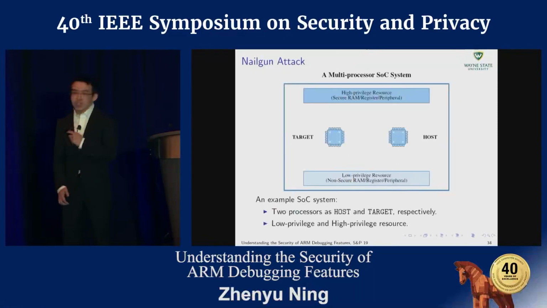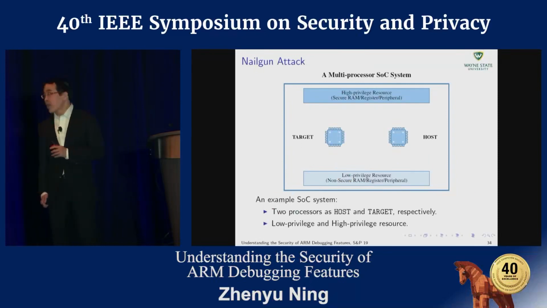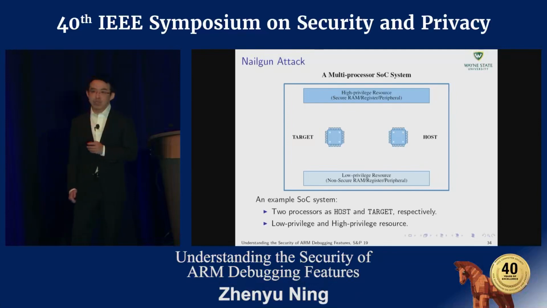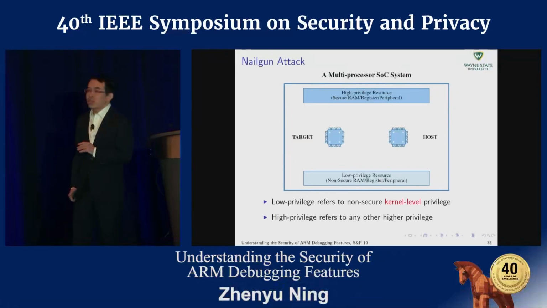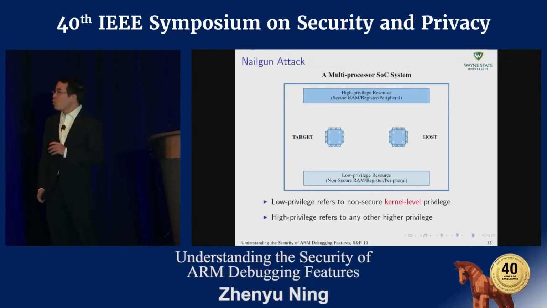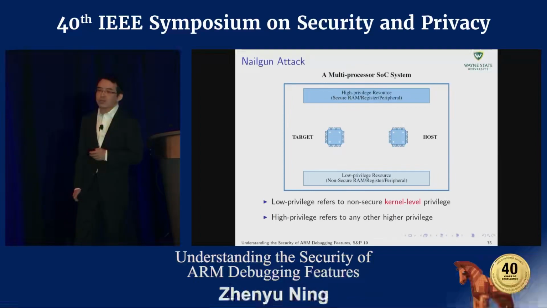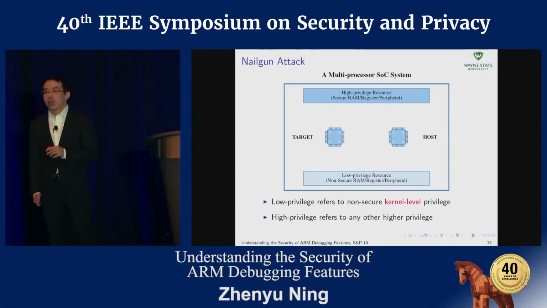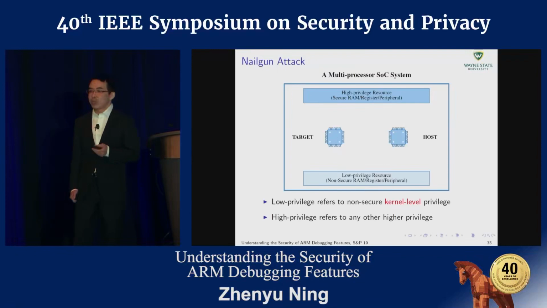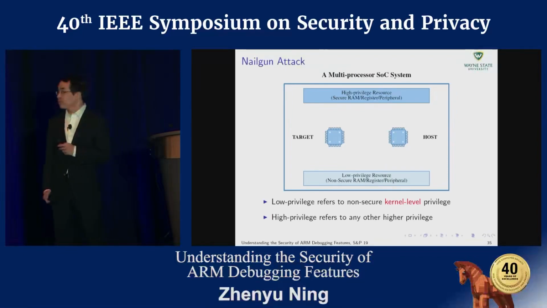Let's consider a SoC system like this. In this system, we have a host processor, and also we have a target processor. And we have a low privilege resource, and we have a high privilege resource. Here, the low privilege refers to the non-secure kernel level privilege. That is because in most cases, it requires the non-secure kernel level privilege to access the hardware debugging features. And then the high privilege refers to any higher privilege, for example, the hypervisor level privilege or any secure privileges.